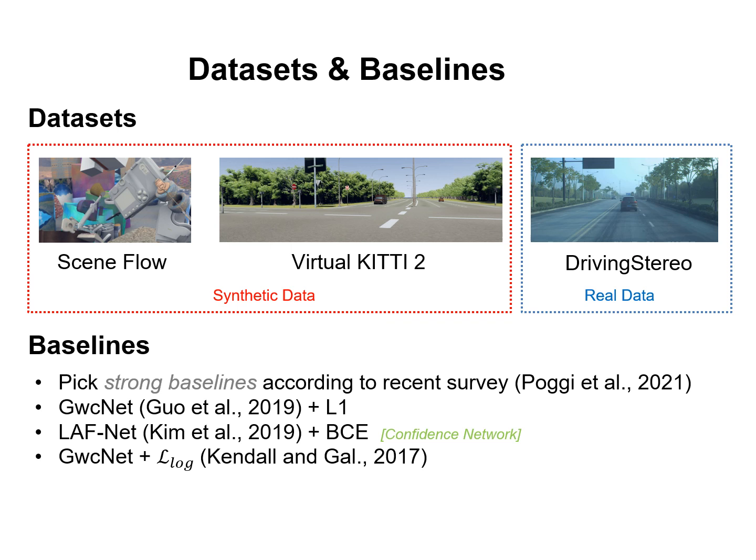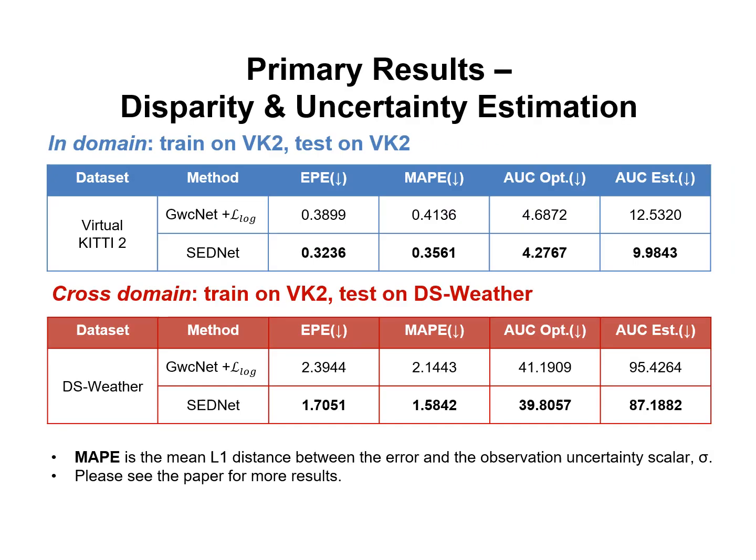We select GwcNet as the backbone architecture and consider LogNet along with NLL loss as our primary competitors. We conduct experiments on 3 datasets: SceneFlow and Virtual KITTI 2, both synthetic data, and DrivingStereo, which is a real dataset. For further implementation details, please refer to the paper. We conduct 2 types of experiments. The in-domain experiment refers to training and testing both on the same synthetic data, while the cross-domain experiments refer to training on the synthetic data but testing on real data.